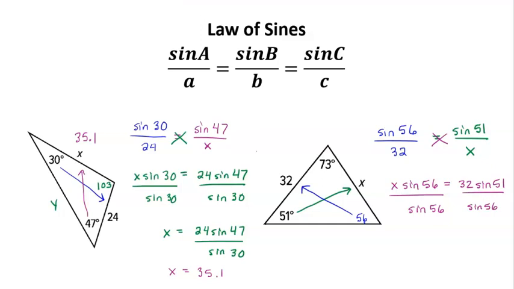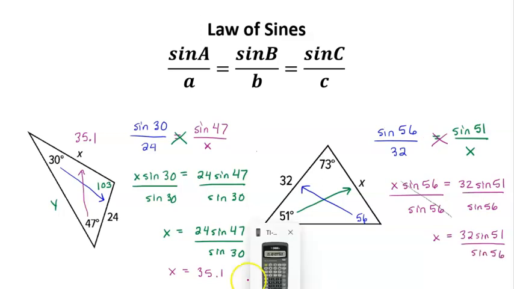And notice that it's just like when I'm doing my regular math, when I'm dividing by that same thing, it cancels out. And so now I can put this all into my calculator. So now I have x is equal to 32 times the sine of 51 over the sine of 56.